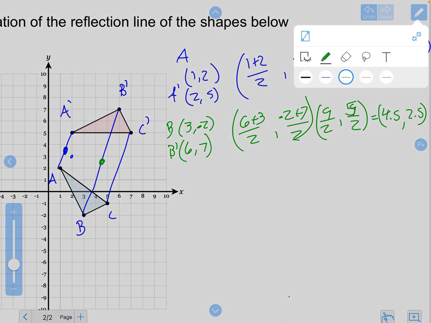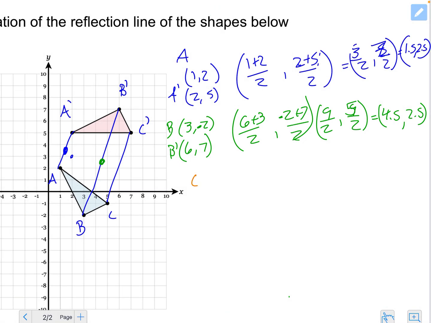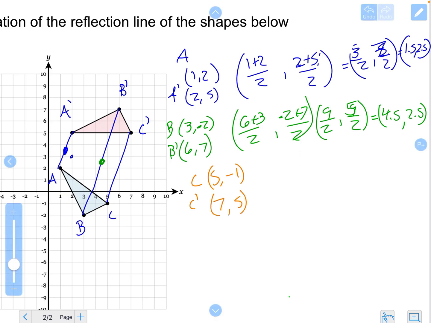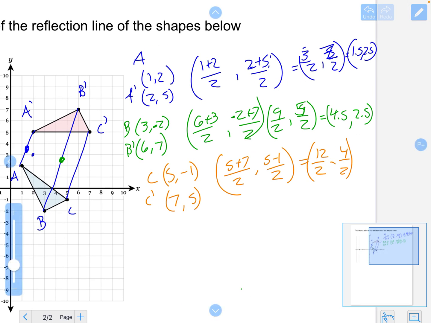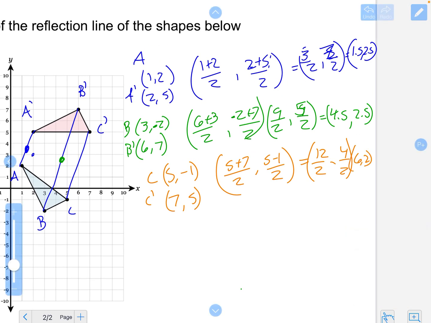And we need my C points. So C is 5, negative 1. C prime is 7, 5. So 5 plus 7 over 2. 5 minus 1 over 2, which is 12 over 2, which is 4 over 2, which then is 6, 2. Yep, right there.